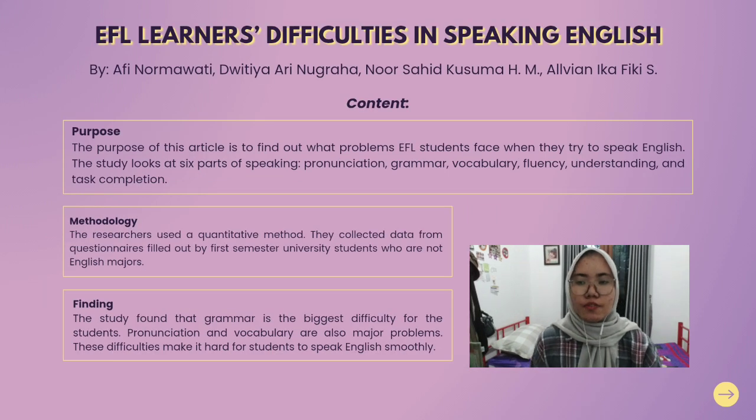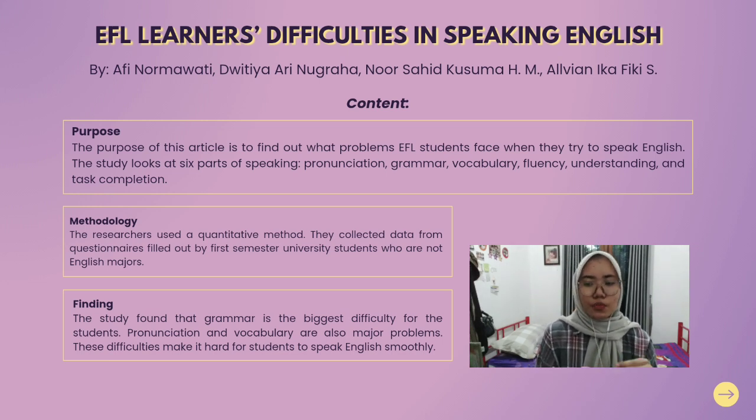Next, EFL learners' difficulties in speaking English by Afi Normawati, Dwi Tiari Nugraha, Nur Sahid Kusuma HM, and Alfian Ika Vikias. The purpose of this article is to find out what problems EFL students face when they try to speak English. The study looks at six parts of speaking: pronunciation, grammar, vocabulary, fluency, understanding, and task completion. The researchers used a quantitative method. They collected data from questionnaires filled out by first-semester university students who are not English majors.